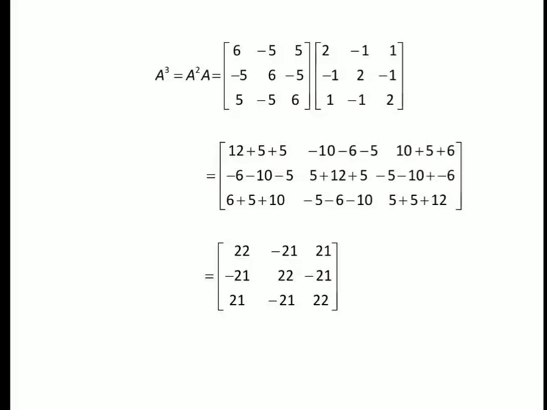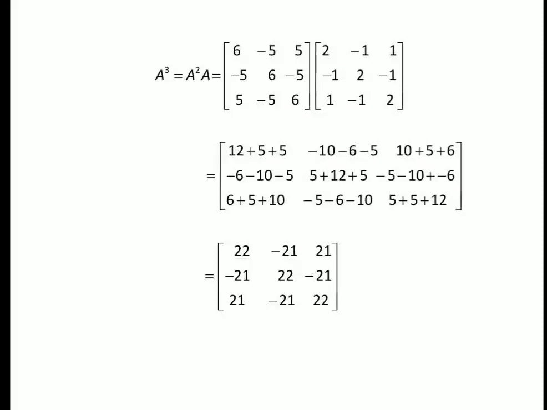Similarly, first row into second column. You will get this is the first row into second column. We have made a mistake here. The elements are wrong. I think here it is minus 10. How is it minus 10?